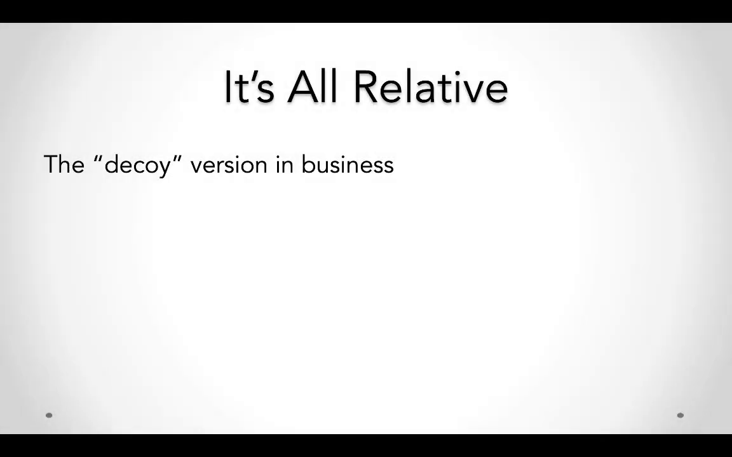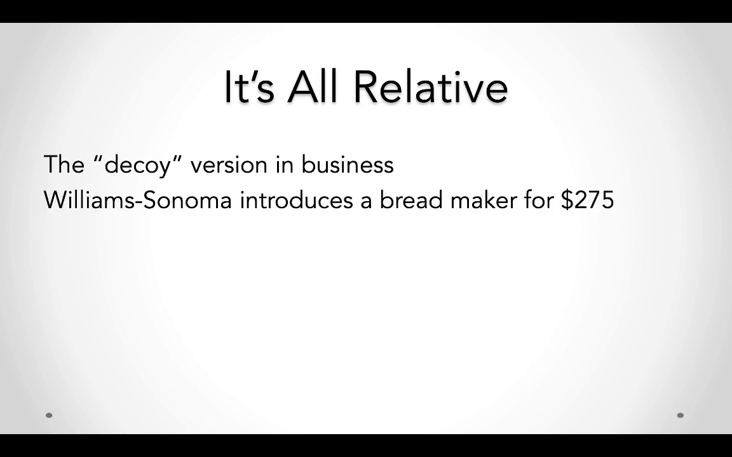All right. So how does this work in business? The decoy in business. Well, it's very important. Williams Sonoma introduces a bread maker for $275. Would you buy it? Well, this is a question. It's an absolute term. I know nothing about bread making. I don't know if 275 is a good deal. It's not a good deal. I have no idea. So what do I do if I have a decision that is hard for me to make? I won't do anything. I move on. I'll try to ignore it or postpone it.